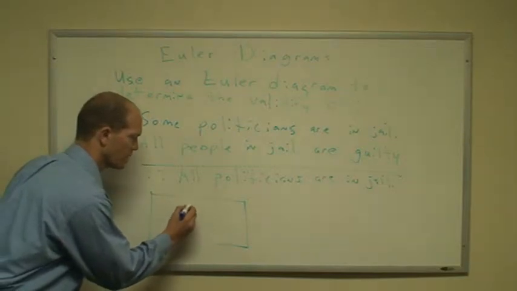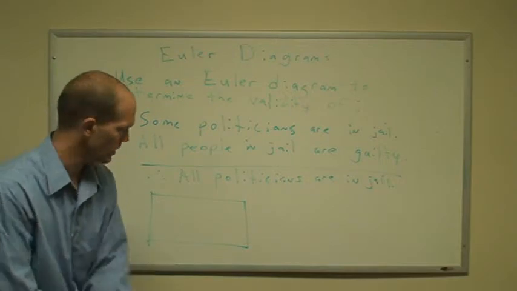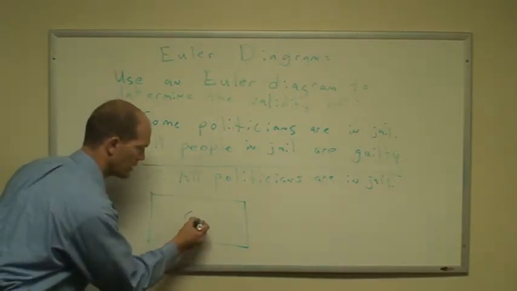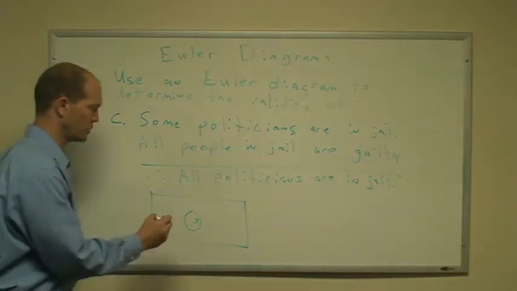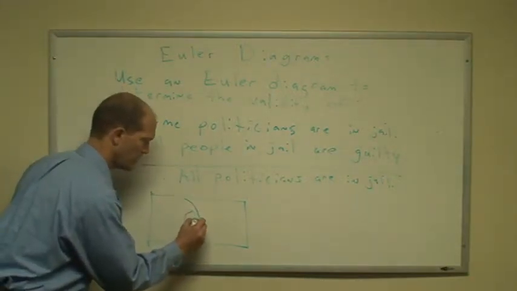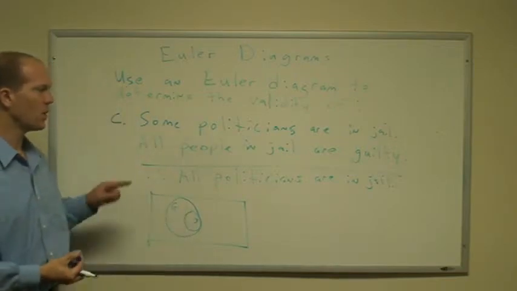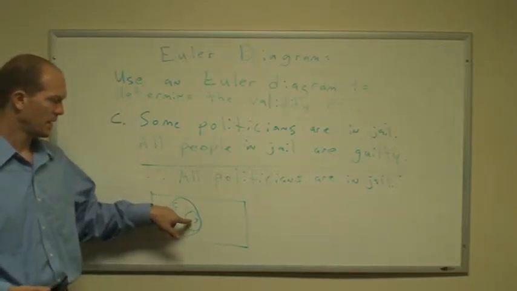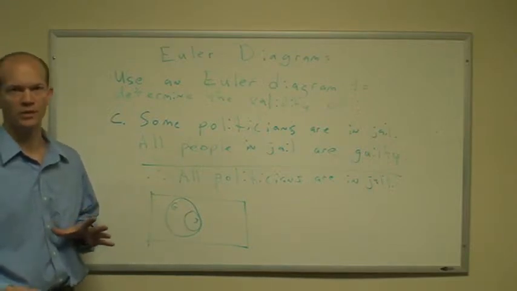What this is saying is that if I look at the set of people who are in jail, and I draw them like this, I have all those people in jail. We know all of them are guilty. So I'm going to put guilty out here. Carefully looking at the statement, all people in jail are guilty, it says that if they're in jail, they must be guilty. It doesn't actually imply that there aren't guilty people who are not in jail.